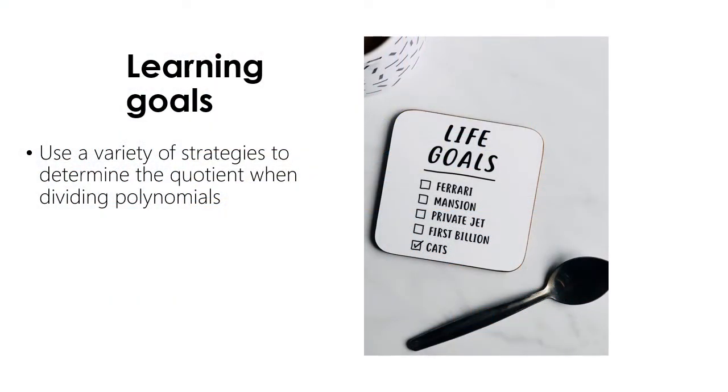Our learning goals: we're going to use a variety of strategies to determine the quotient when dividing polynomials. And so you know where we're going with this eventually down the line, we're looking to get to factored form and factoring things larger than a degree of 2, which is a quadratic, which you would have done in grade 10 and grade 11.